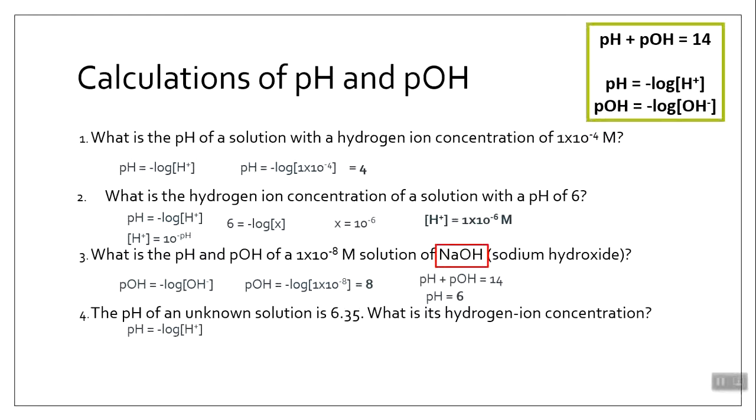So again, we're going to use the formula pH is equal to negative log of the hydrogen ion concentration. We'll rearrange it to look like that. And we're going to set it up, and it's 10 to negative 6.35.